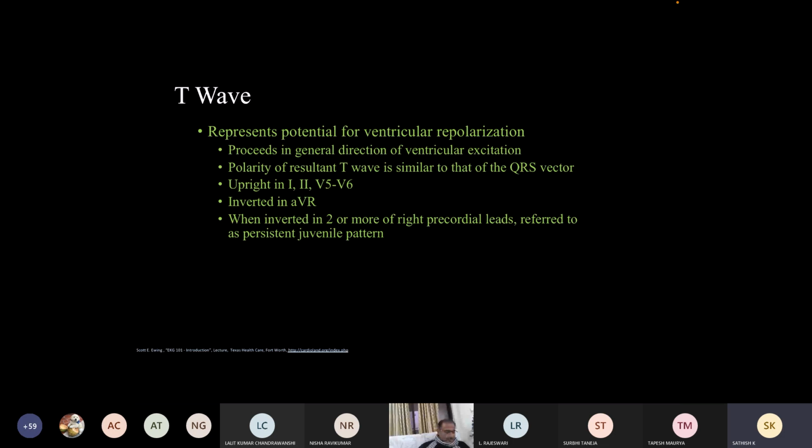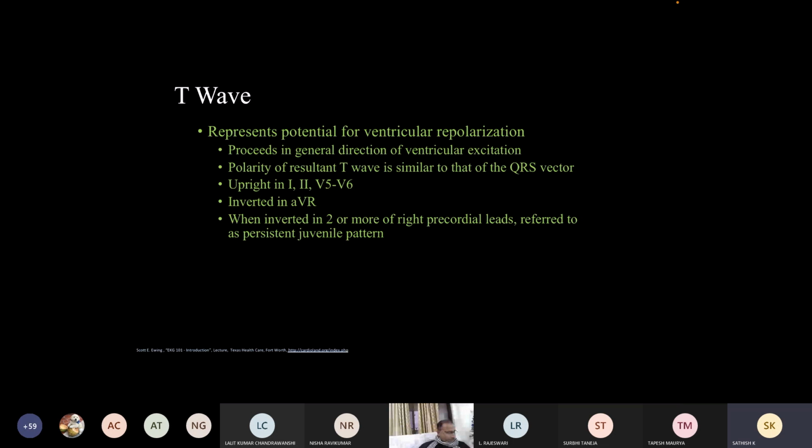Inverted in aVR. So when inverted in 2 or more right precordial leads, it is referred to as persistent juvenile pattern. In pediatric patients it is inverted. The right precordial leads are V1, V2, V3. So it is normal in pediatrics, but when it goes into adulthood, if you are seeing only T wave inversion without any other significant changes, you can diagnose it as persistent juvenile T wave pattern.